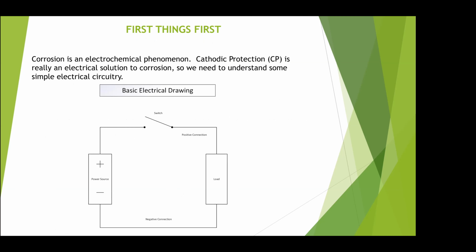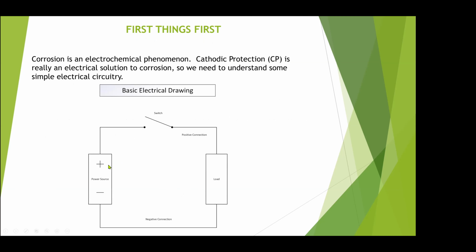Now, this is the basic, very basic electrical circuit drawing. It could be for anything. The power source could be a battery. The load could be a lamp. Let's say it's a flashlight, for example. That could be a flashlight.